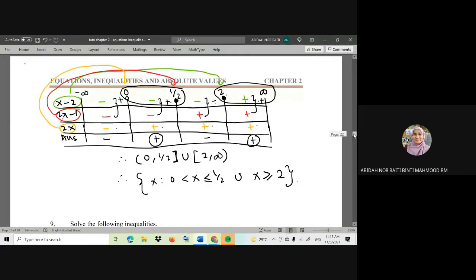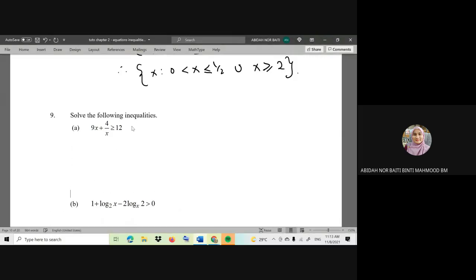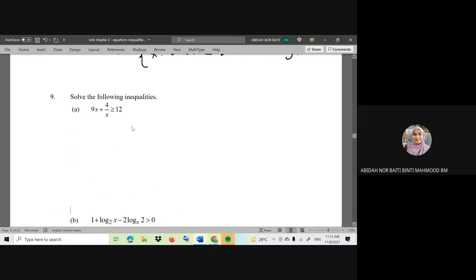Ada soalan? Tak ada, madam. 9A boleh buat tak 9A tu? Can you solve 9A? 9A ni sama macam soalan tadi lah. Dekat belah kanan tu kita kena jadikan dia 0. So rearrange saja. Minus 12 less equal 0.